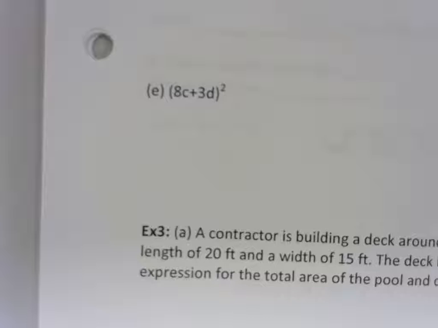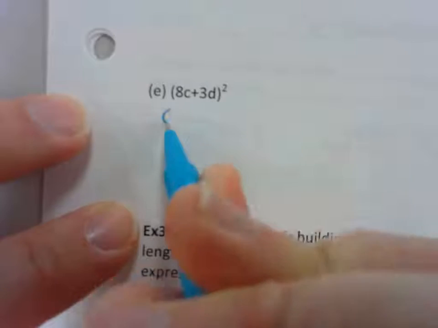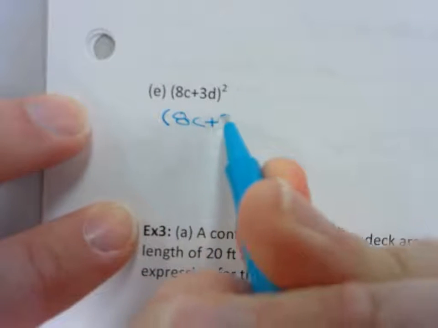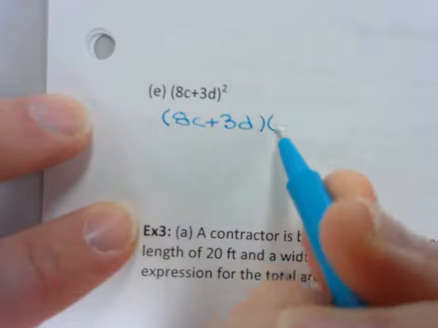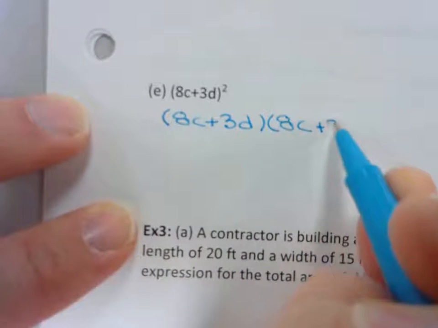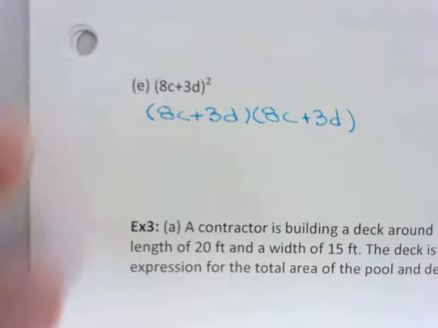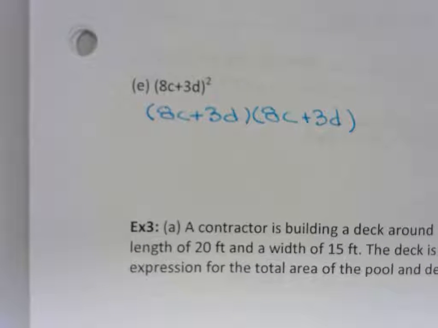How can I rewrite something squared? We've talked about this before. Something squared is just what? Multiplied by itself. So I can rewrite 8c plus 3d squared as multiplied by itself. So I'm going to have 8c plus 3d times 8c plus 3d. That is what squaring it actually means. Multiply it by itself. You know that.